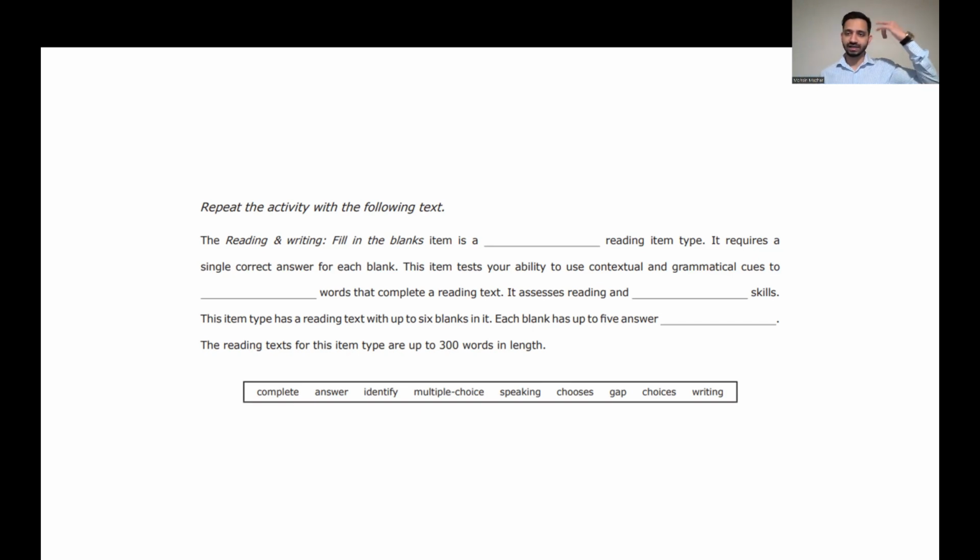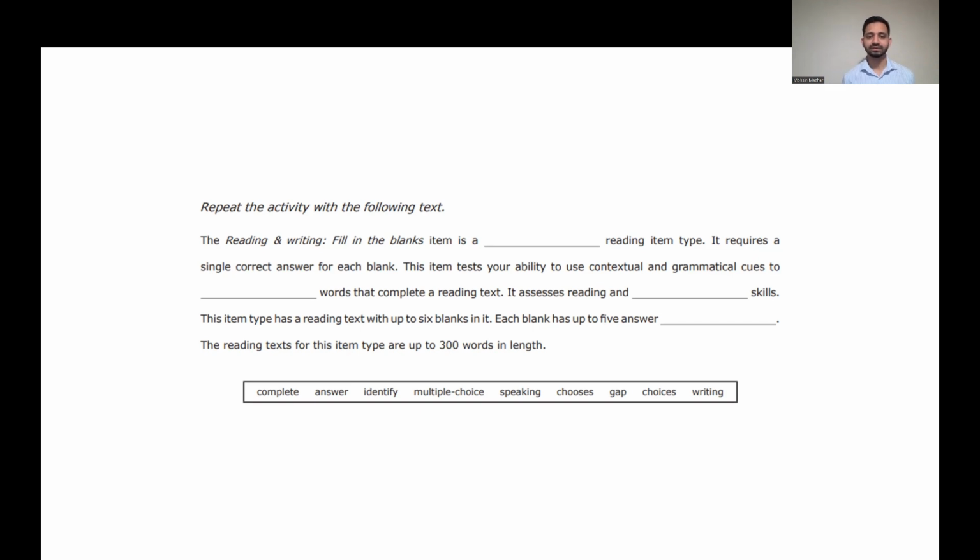So I skimmed it and I got an idea that this is all about the reading and writing item type. It's introducing the reading and writing item type for us. So the reading and writing fill in the blanks item type is a blank item type. What kind of item type? Look at the options here. Complete item type, doesn't make sense. Answer item type, doesn't make sense. Identify reading item type, no. Multiple choice reading item type, we're looking for an adjective, isn't it?